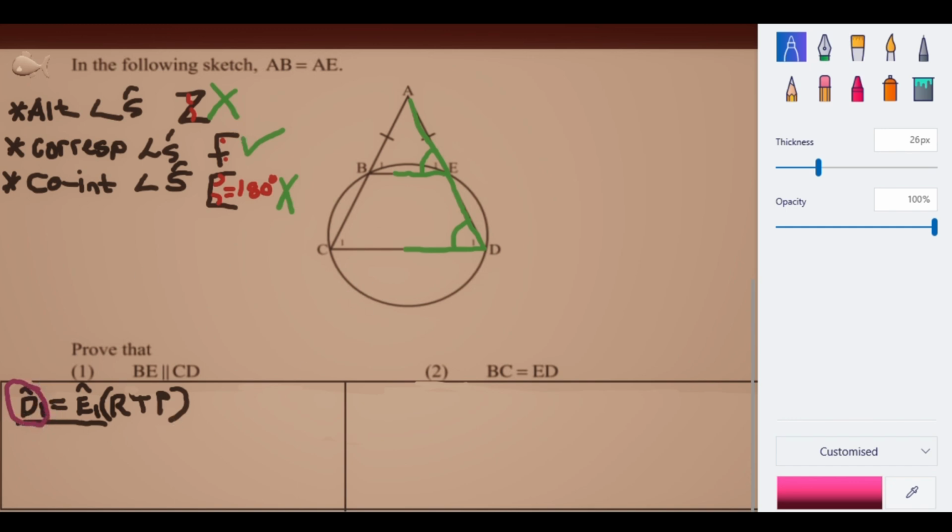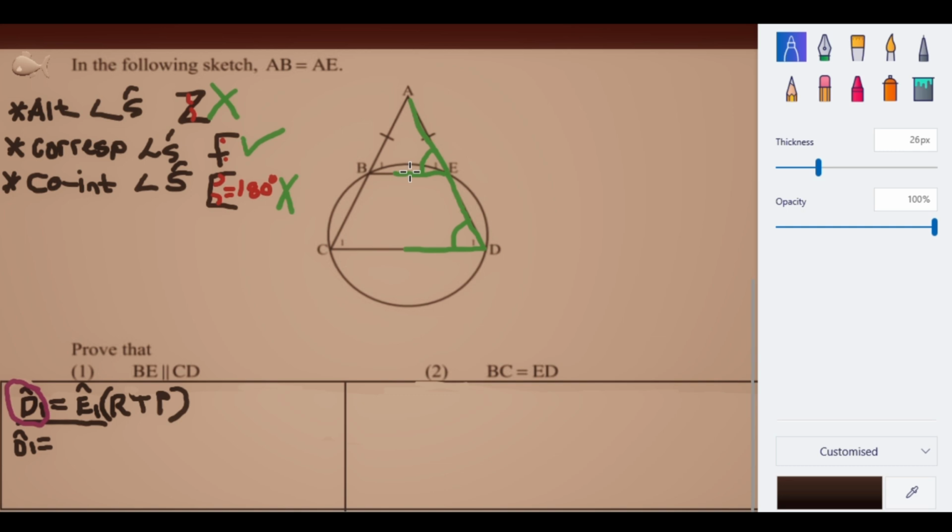Now we ask ourselves, what is angle D1 equal to? Angle D1 must be equal to what? We ask ourselves that, okay? We are focusing on angle D1 only. Angle D1 must be equal to angle B1. Why are we saying it is equal to angle B1?